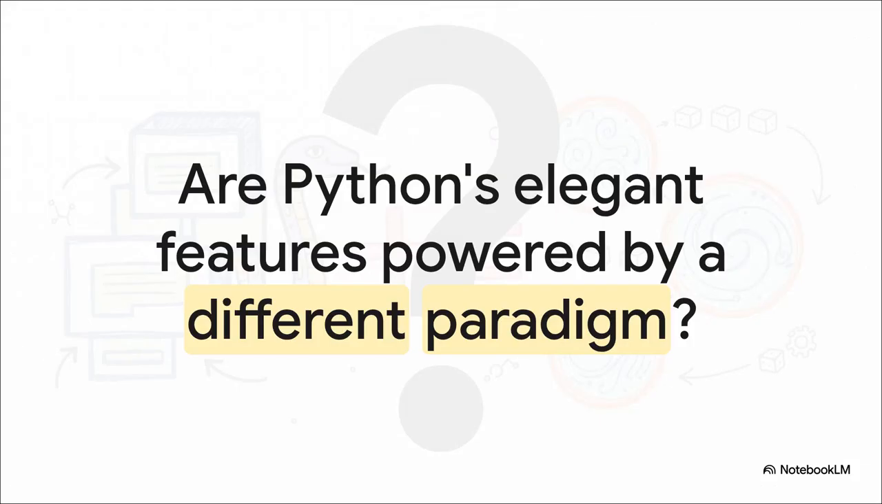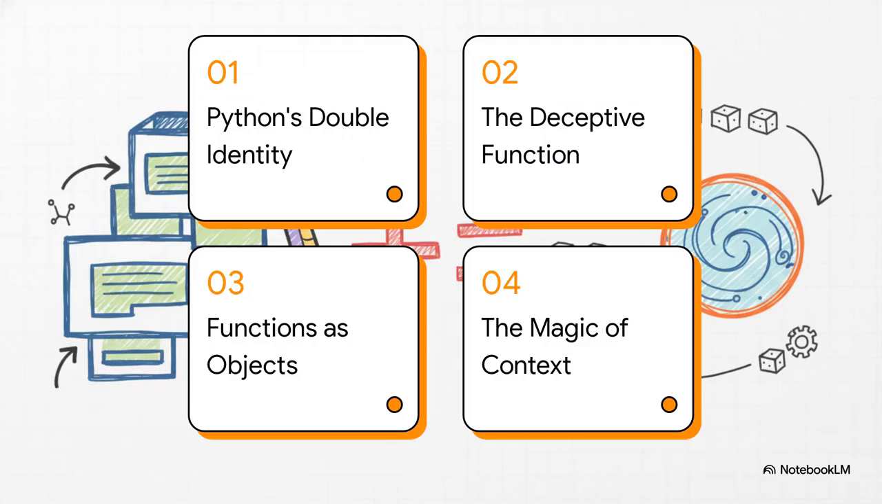And that is the big question we're tackling today. We're going to see how this blend of object-oriented structure and functional flexibility isn't some kind of compromise. It's actually Python's greatest superpower. Okay, let's dive right in.